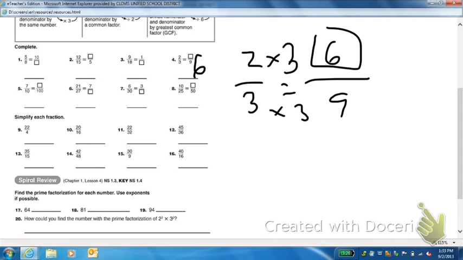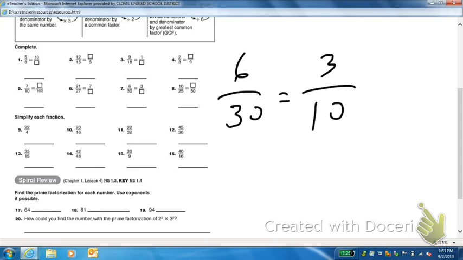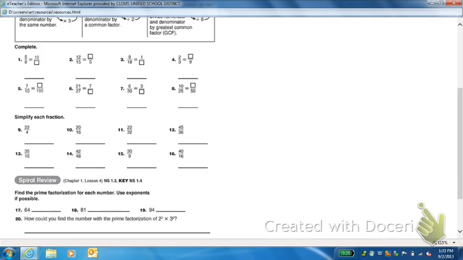Number 7, 6 over 30. We changed a 6 into a 3, so we made it smaller. So 6 divided by 2 is 3, and 30 divided by 2 is going to be 10. I put the answer there already. So that's how you do the first part, 1 through 8. 9 through 16. Let's try number 9, 22 over 4.